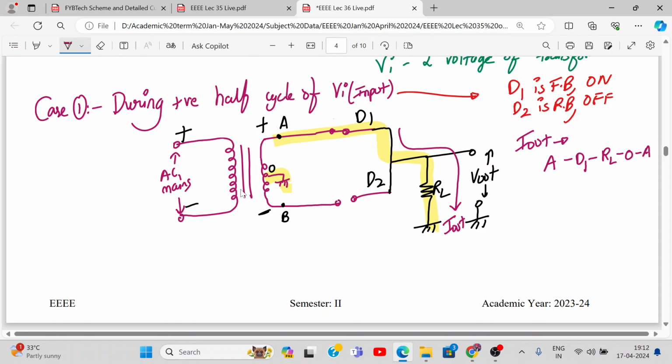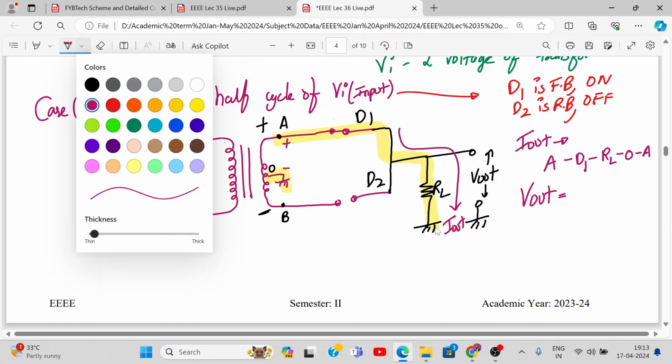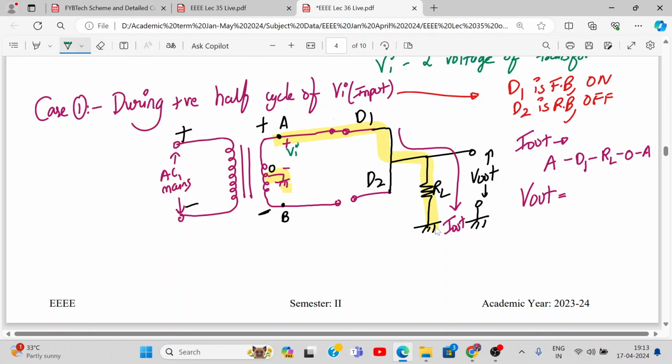Next. Alright, so what will be my output now? Tell me. Output will be how much? What is available over here? Vi by 2. Are you understanding? This much output will be available here. So this will be Vi by 2. Understood? Yes or no? And output I out will be V out upon RL. So please note it down.